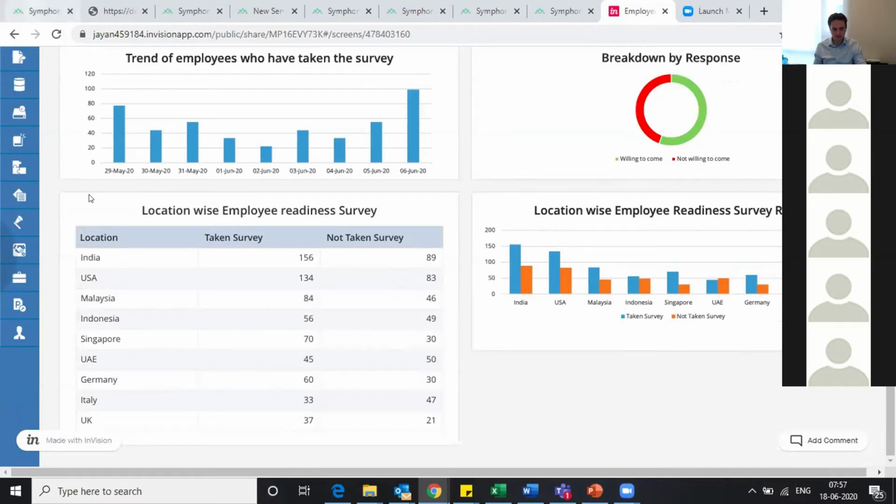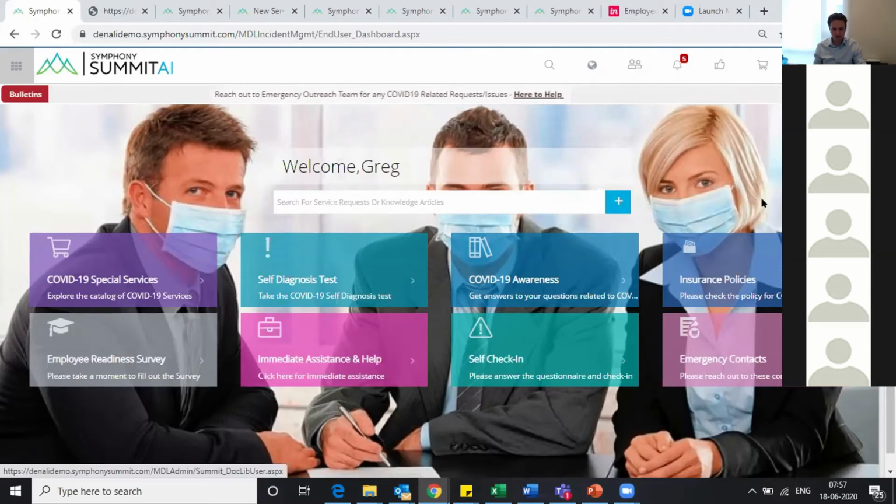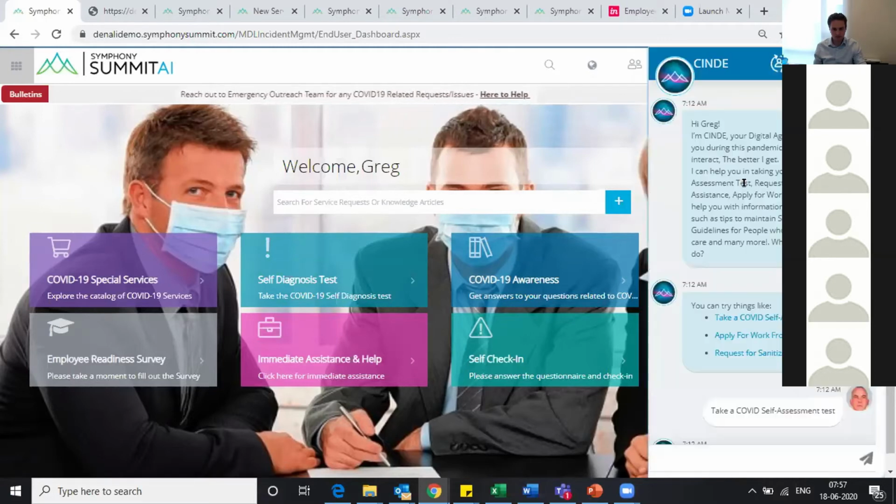The next important thing, as Anne mentioned, was recording the employee status health. So what I'm going to do now is, you can roll out self-diagnosis tests to your employees, just not as a doctor, but probably recording their status so that you can make some informed decisions whenever there's a need for it. So as you can see your icon over here, this is Cindy. Cindy is our AI-driven digital agent.